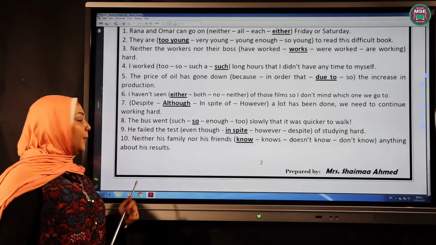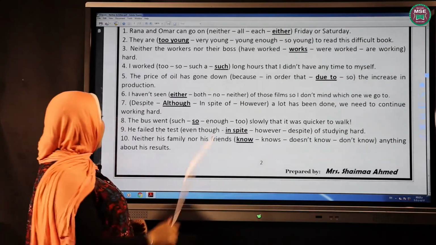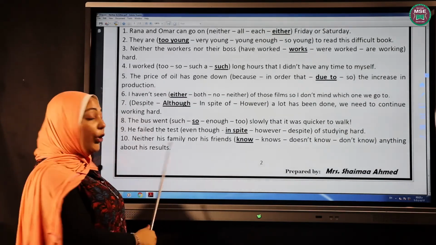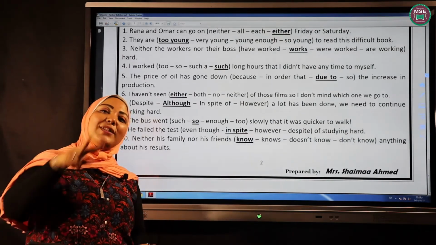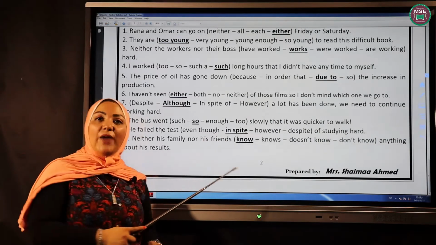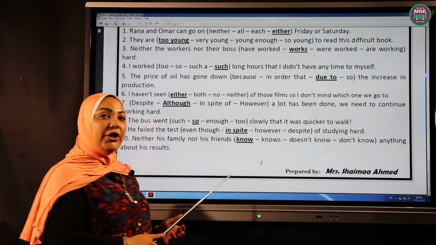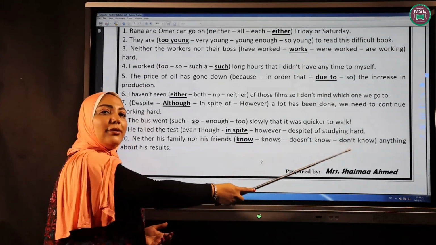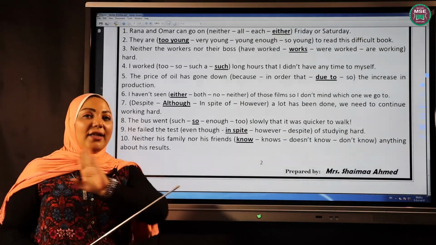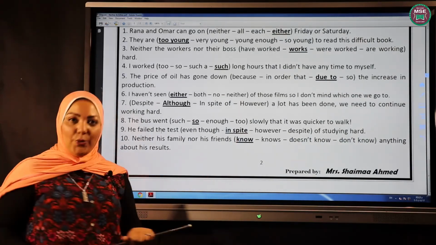Here is the last example. Neither his family nor his friends ___ anything about his results. As we said, with neither and either, the verb follows the closer noun or pronoun. So here the closer noun is his friends, which is a plural noun. So we need a plural verb here. It's either know or don't. Why not don't? Because neither already gives a negative, and I told you it doesn't come in a negative sentence. So we will choose the verb know.